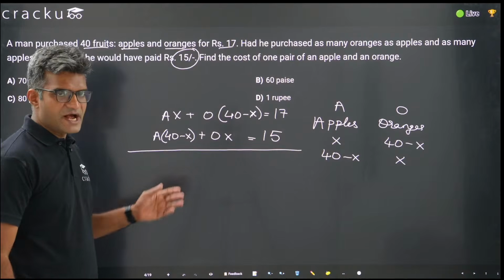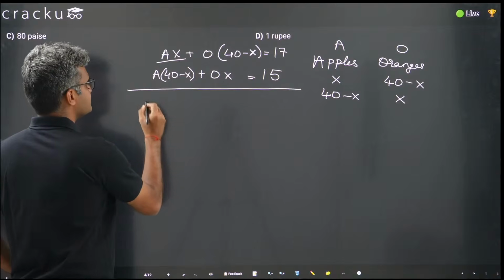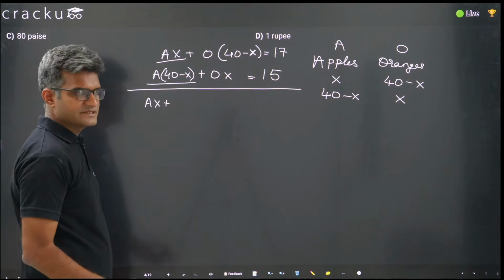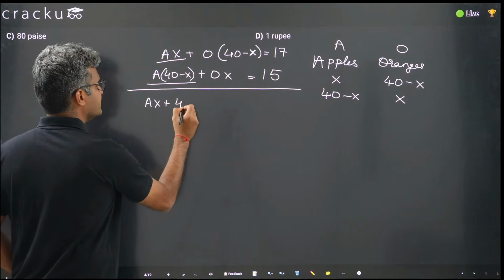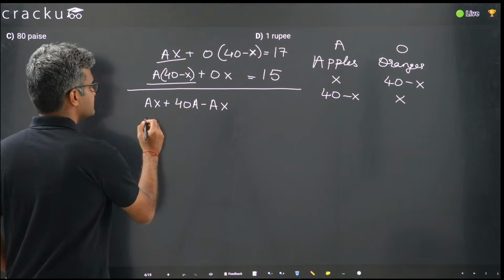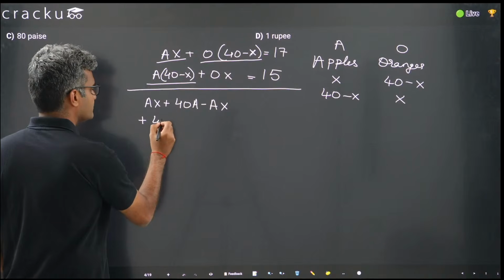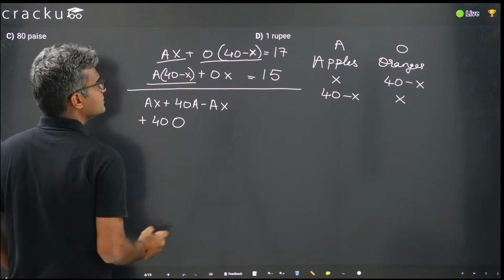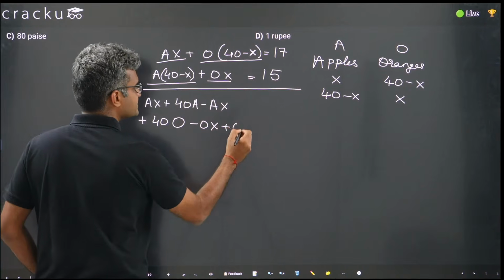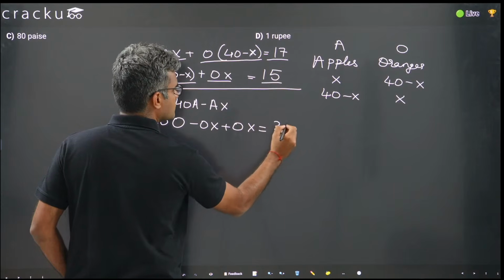What will happen if you are adding both of these equations? If you are adding both the equations, we are going to get AX plus A into 40 minus X. That is A into 40, which is 40A, minus AX, plus we are going to get O into 40 minus X, which is 40O minus OX plus OX. This will be equal to 17 plus 15, which is 32.